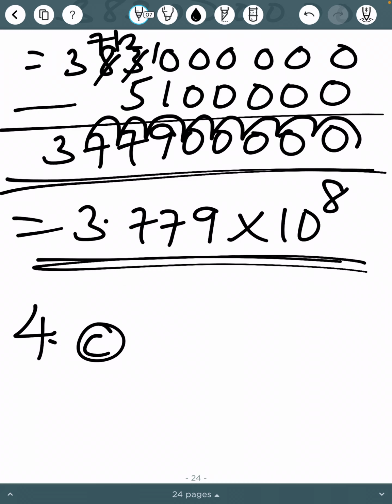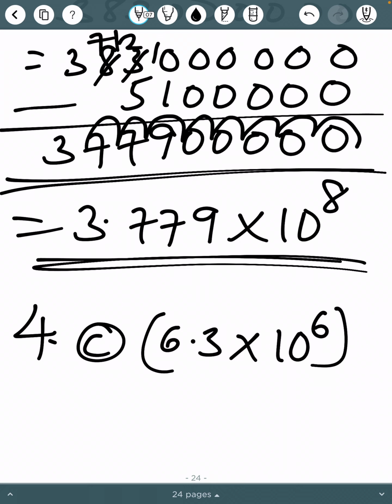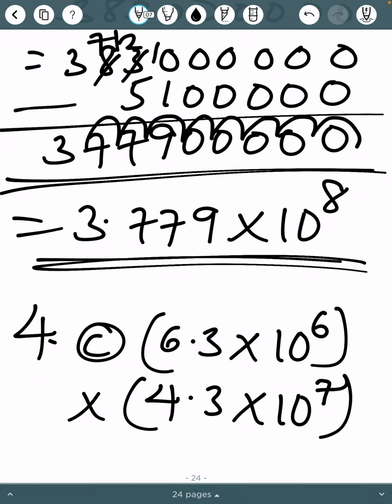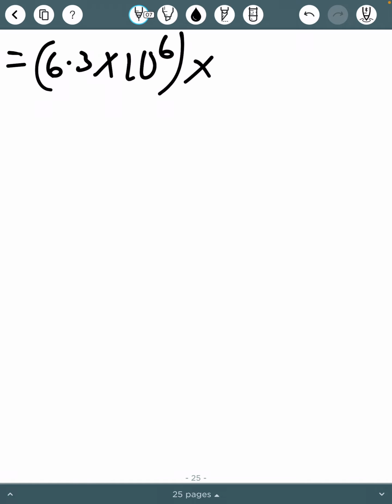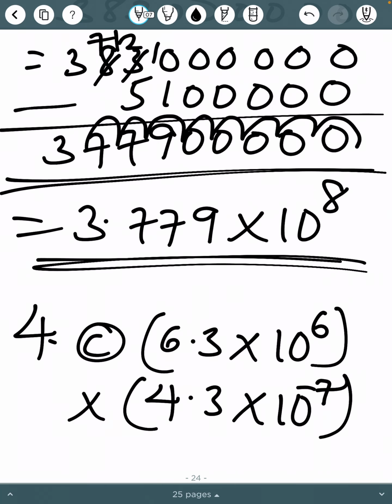Then question 4C says I should do 6.3 times 10 raised to power 6 times second bracket, which is 4.3 times 10 raised to power minus 7. I think we should be a bit slower now. Let me write it here again. 6.3 times 10 raised to power 6 times 4.3 times 10 raised to power minus 7. Excuse me, that was minus 7, not 7.